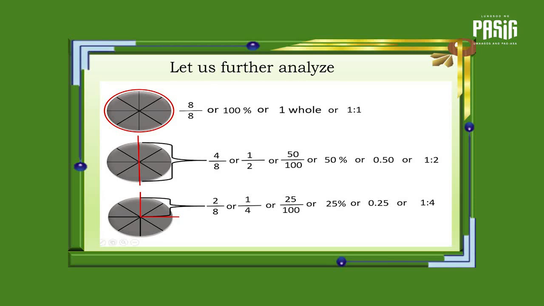Now, getting 4 equal parts out of 8 equal parts, that is 4/8, or obviously that is 1/2 based on the illustration, or 50 hundredths in fraction, or 50%, or 0.50 in decimal, or 1:2 in ratio. Now getting another 2 parts out of 8 equal parts, that is 2/8, or obviously again that would mean 1/4 based on the drawing, or 25 hundredths, or 25%, or 0.25 in decimal, or 1:4 in ratio.